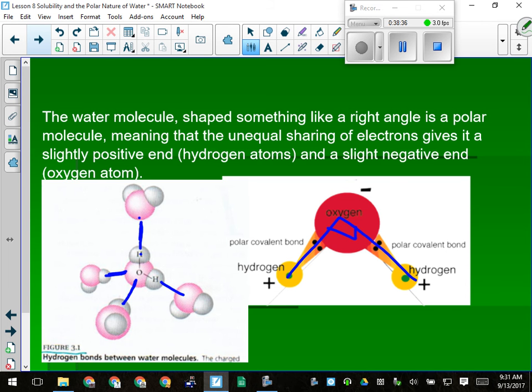Okay, now here's our water molecule. We said it could bond to 4 other water molecules. And that's what creates, again, surface tension, adhesion, cohesion, that kind of thing.